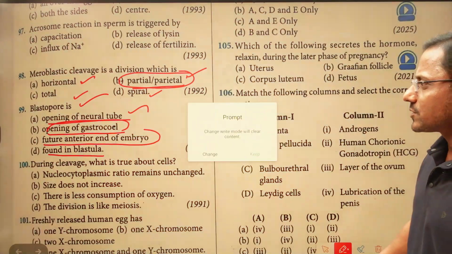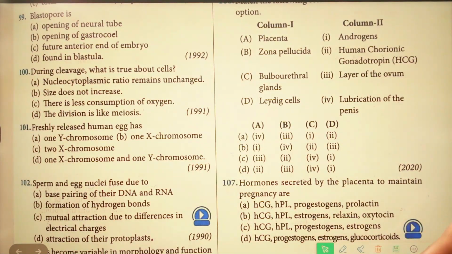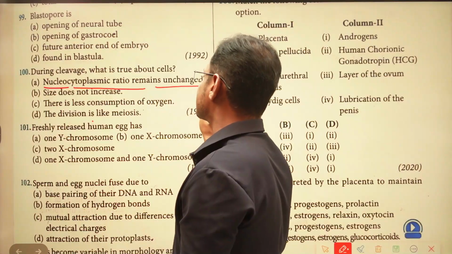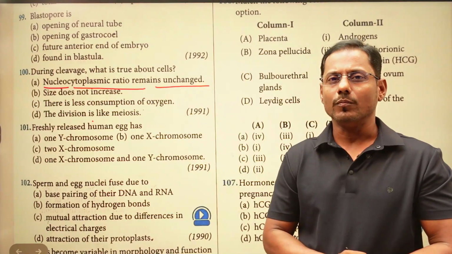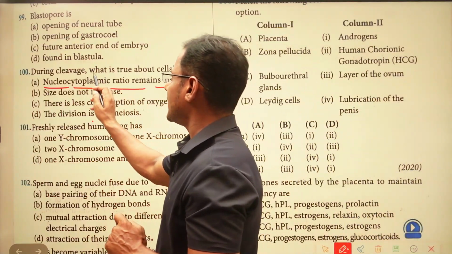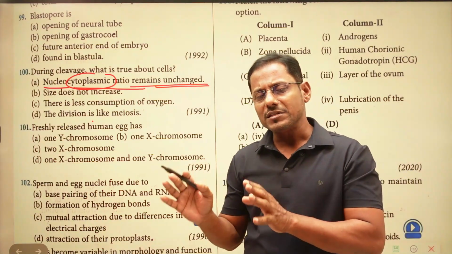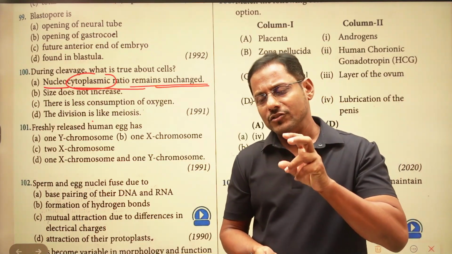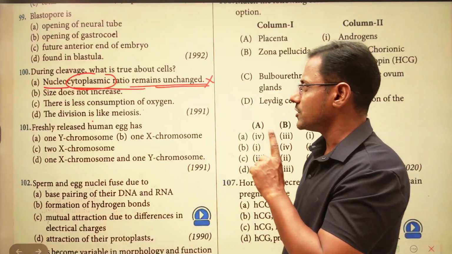Right, next question is, during the cleavage what is true about the cells? Nucleocytoplasmic ratio remains unchanged. Observe the statement: nucleo means the DNA, and the cytoplasmic ratio remains unchanged. This is a wrong answer, because the cytoplasm quantity remains the same, but the genetic material quantity is going to be increased. So both quantities unchanged, the option is wrong.